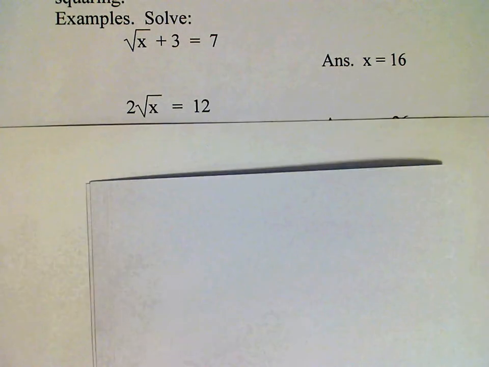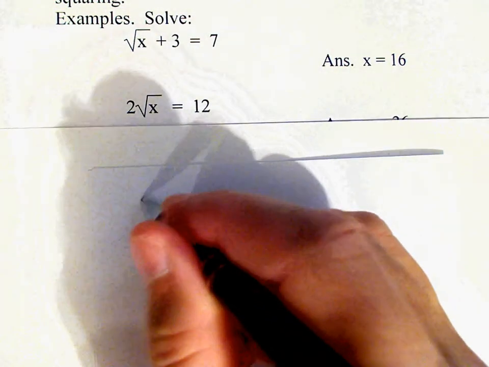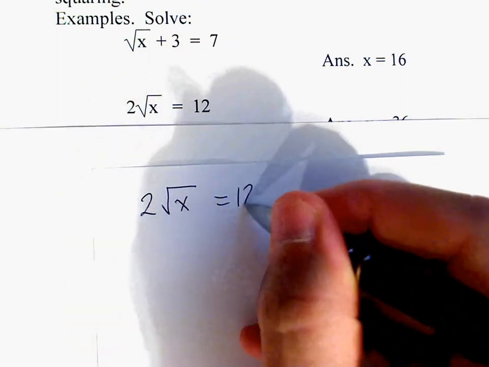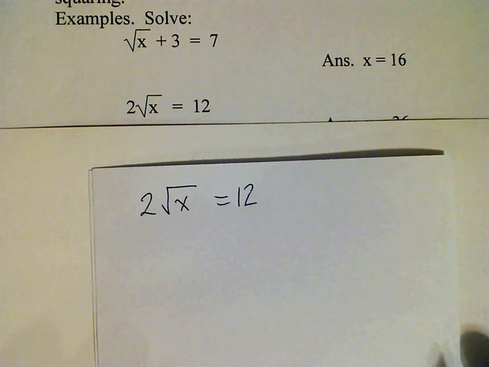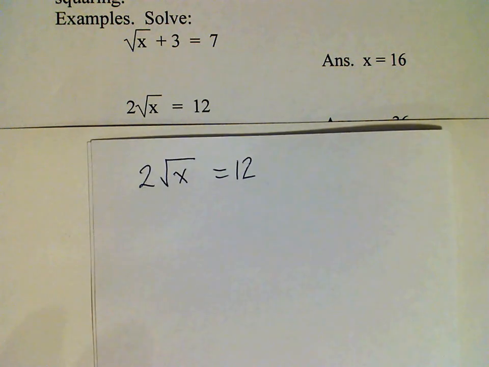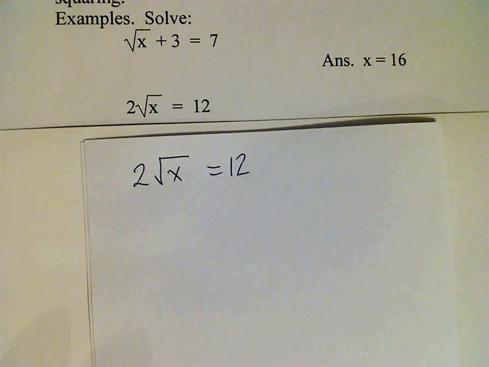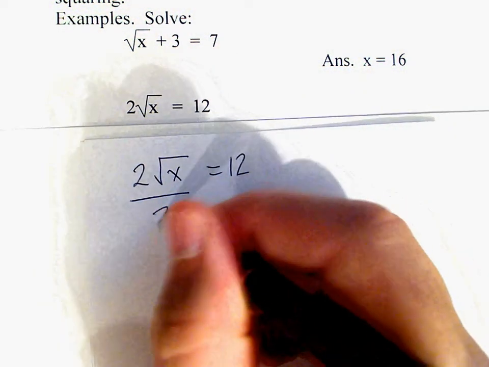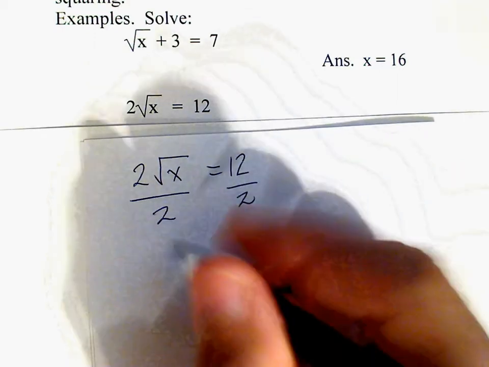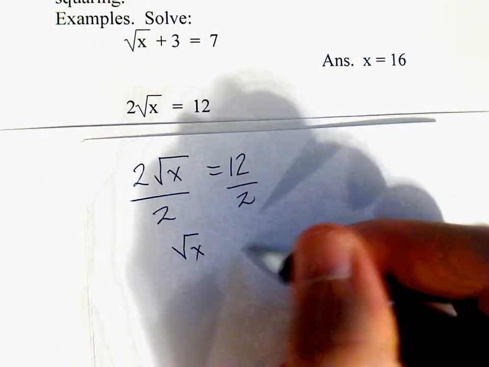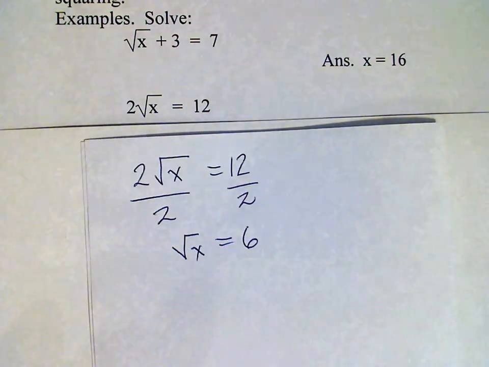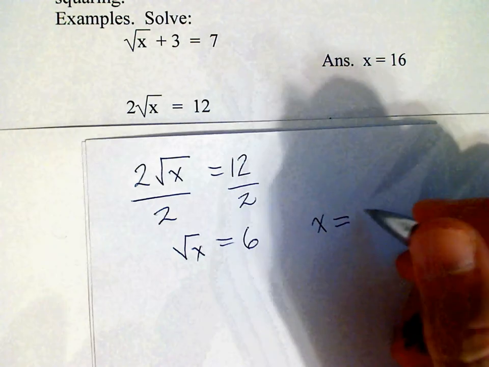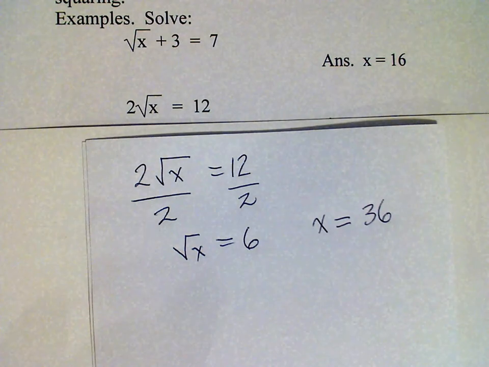We'll do one more example. Now we have 2 radical x is equal to 12. Here we have radical x multiplied by a number. And so to get that radical by itself, we need to divide by that factor 2. And that will leave us with radical x is equal to 6. Well, if the square root of x is equal to 6, then x must be equal to 36.